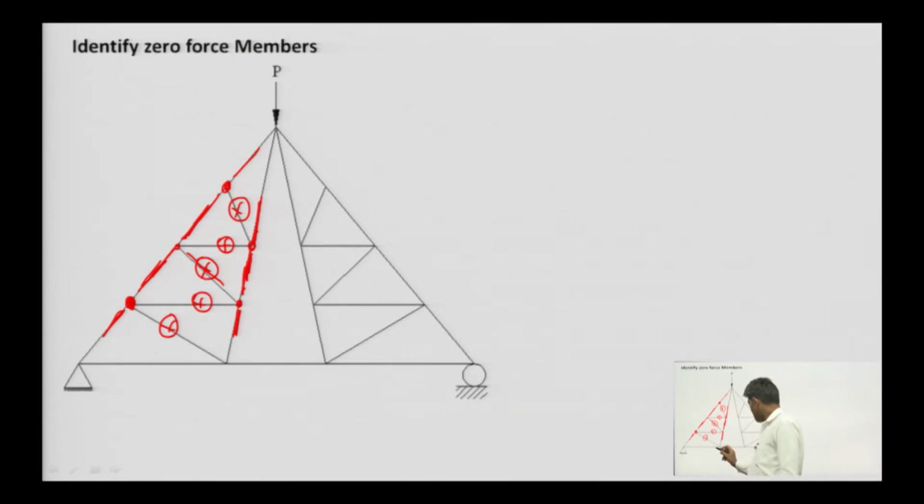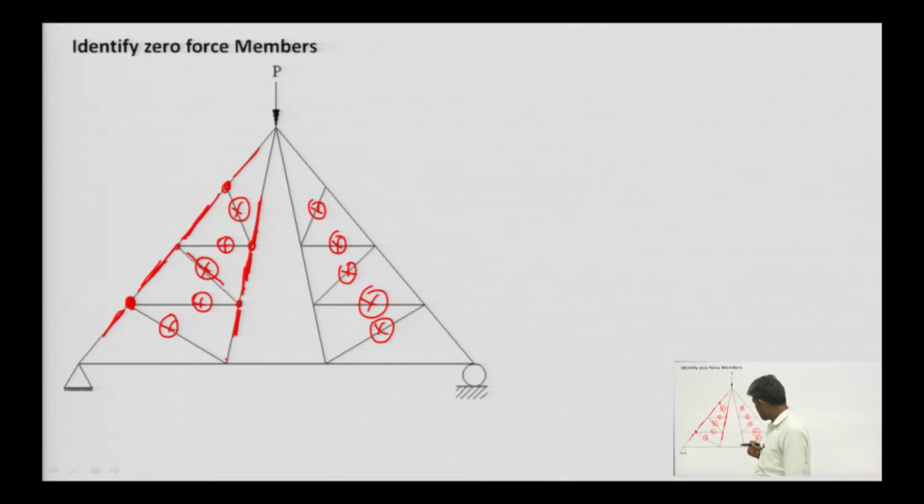Look here at this joint, no problem. So, this is symmetrical. So, this one, this one, this one, this one, they are not going to carry any load, and this one also, they are not going to carry any load, right.